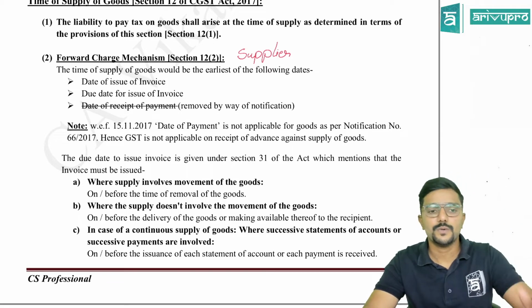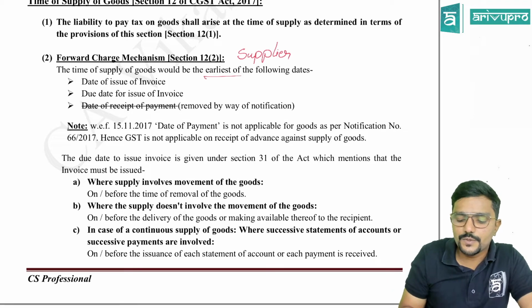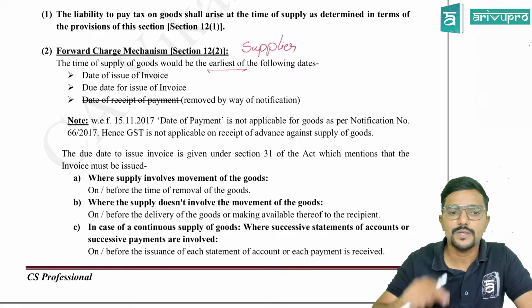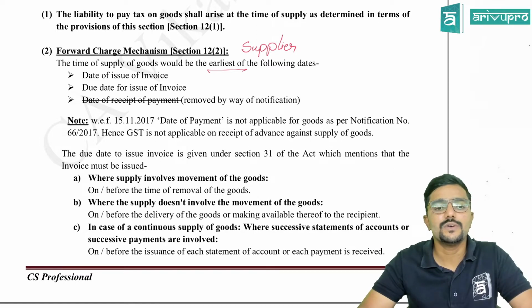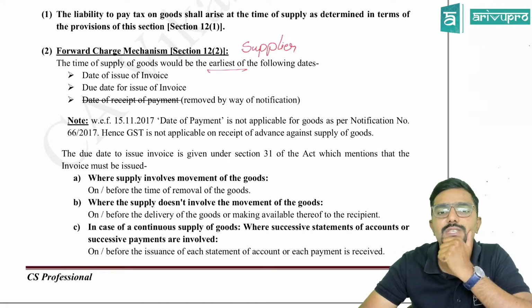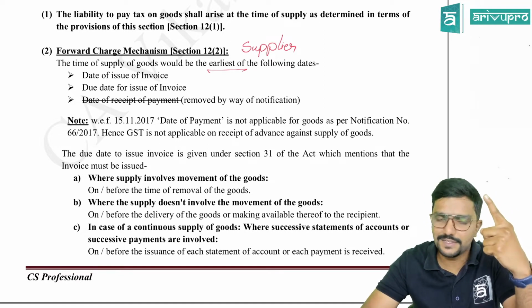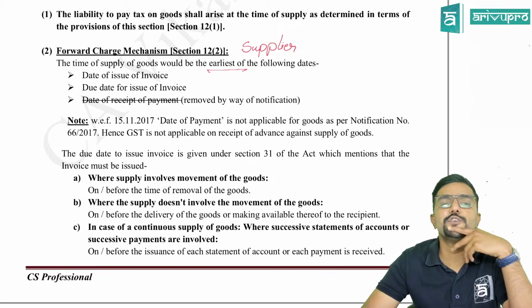Supplier. So the time of supply of goods would be the earliest of the following dates. So two dates are there. What are those? Date of issue of invoice or due date of issue of invoice. Who should issue the invoice in case of forward charge? Supplier. So they are telling: take the actual date of issue of invoice, or the due date of issue of invoice.